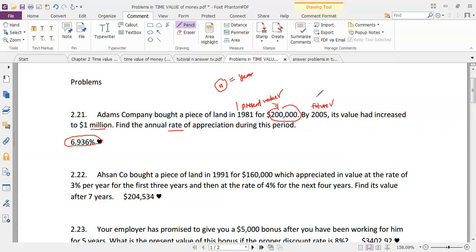Berapa tahun? 1981 dah sampai 2005. So berapa tahun tu kelas? Joshua, where are you? Richelle, how many years? Start from 1981 until 2005. How many years?